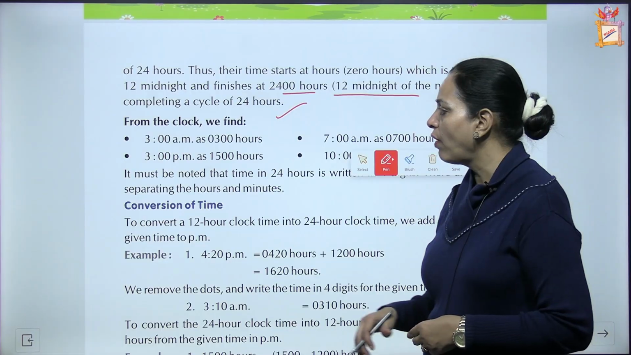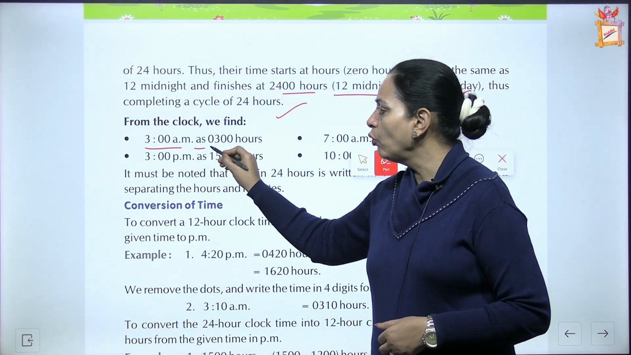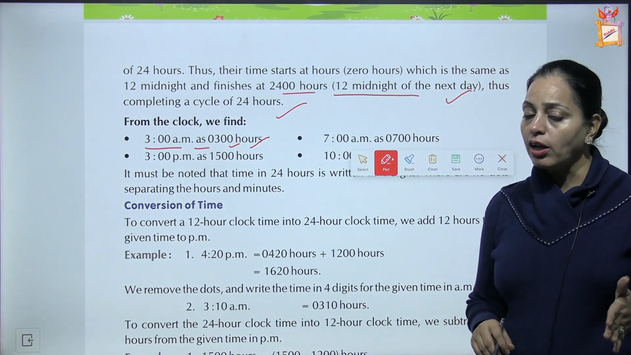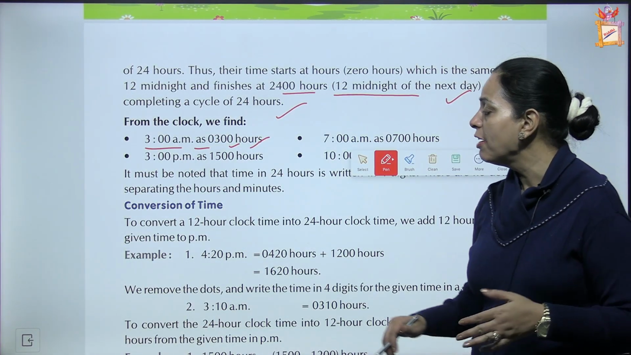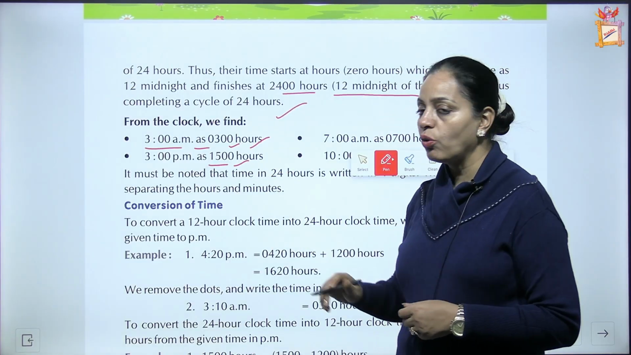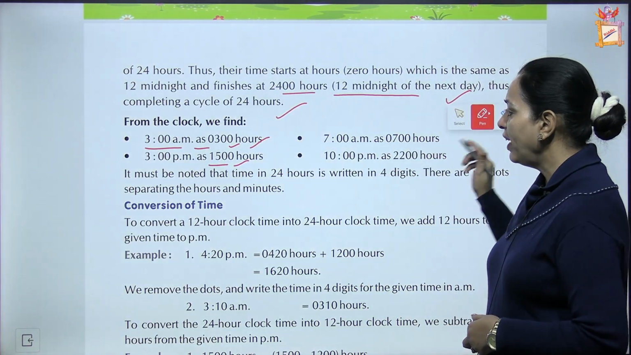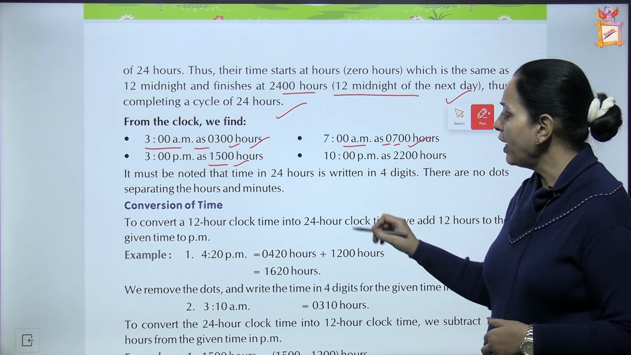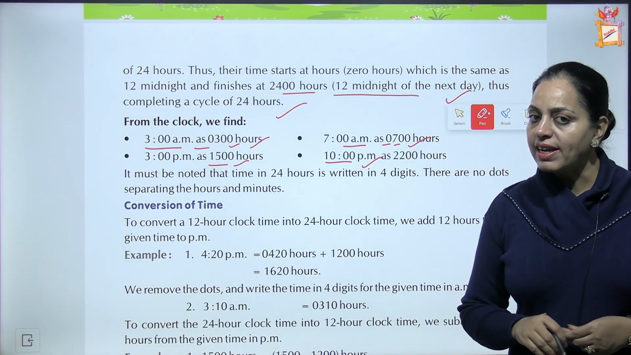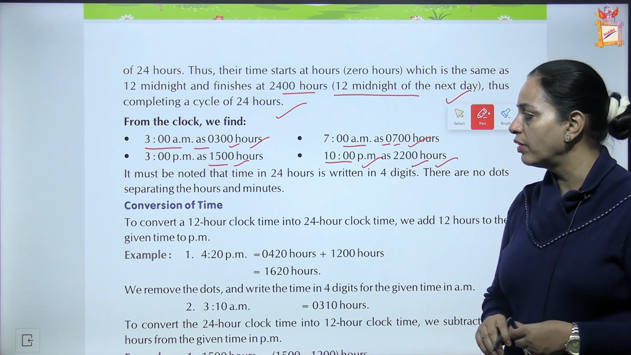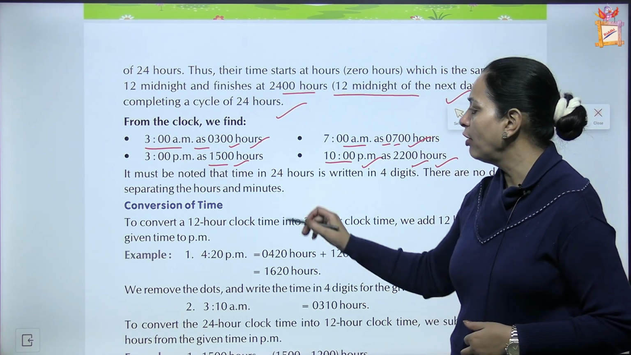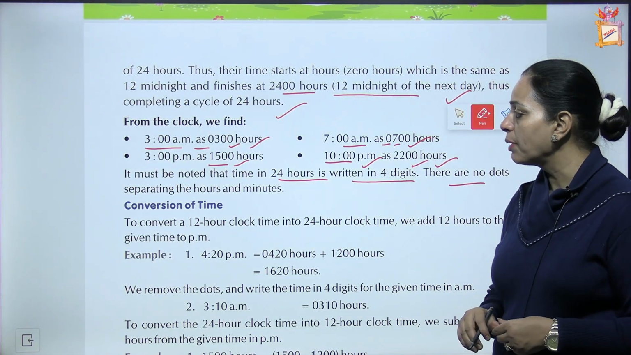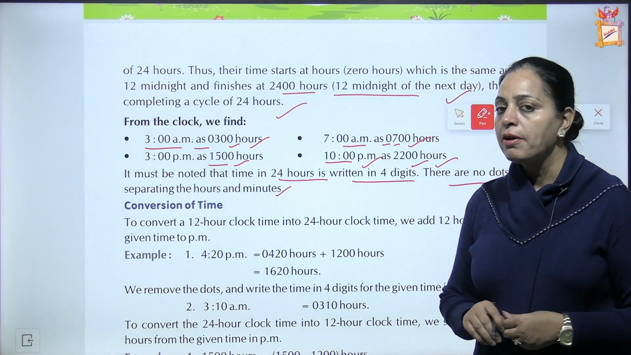So from the clock we find, like, 3 AM. So how will you write 0300 hours? If it is 3 PM, what will we do? 12 plus 3 means 1500 hours. And if it is 7 AM, this is 0700 hours. And if it is PM, 10 PM, so 12 plus 10, 2200 hours. So it must be noted that time in 24 hours is written in 4 digits. There are no dots separating the hours and minutes.